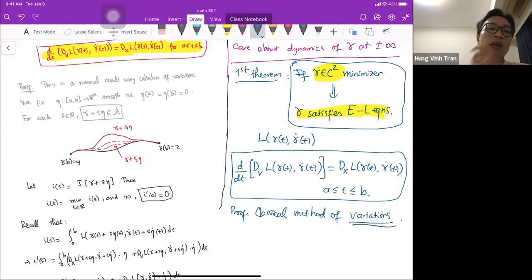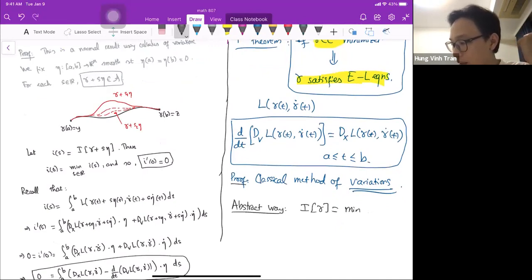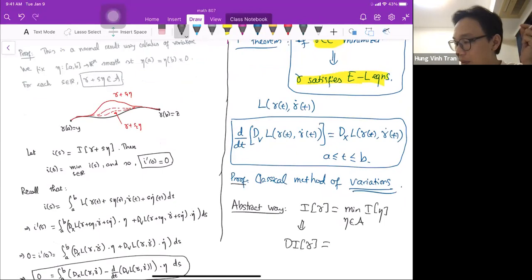Again, you can think about the problems in two ways. You can think about the problems in the abstract way, and let me say about the abstract way first. The abstract way is that you have I(gamma) equal to the min of I(eta) for eta in the class of admissible functions. So gamma is the minimum point. From here you would deduce that dI(gamma) equals 0.